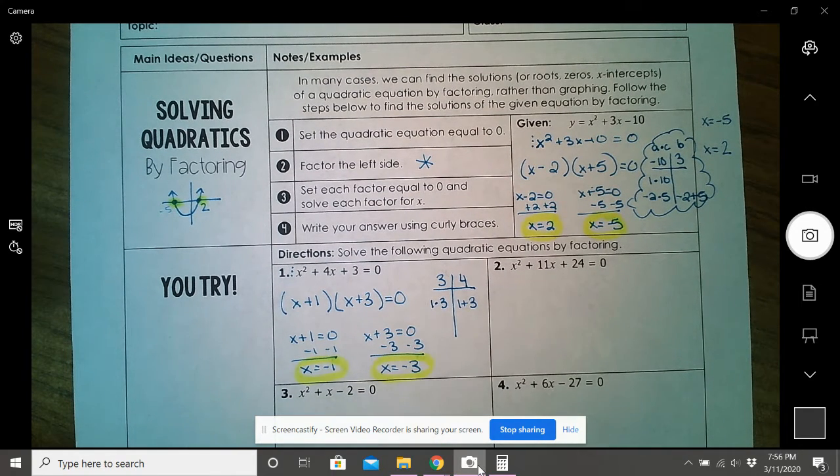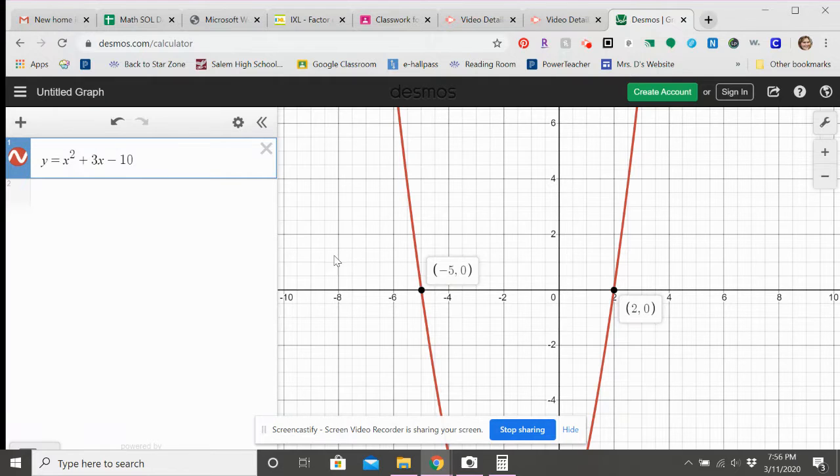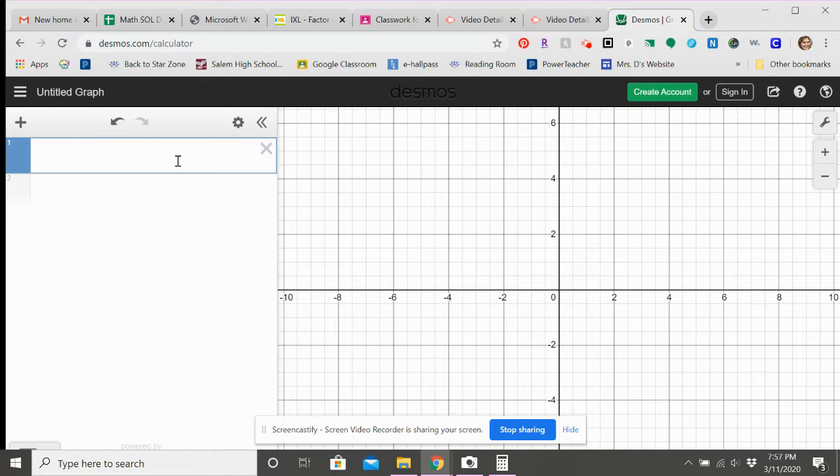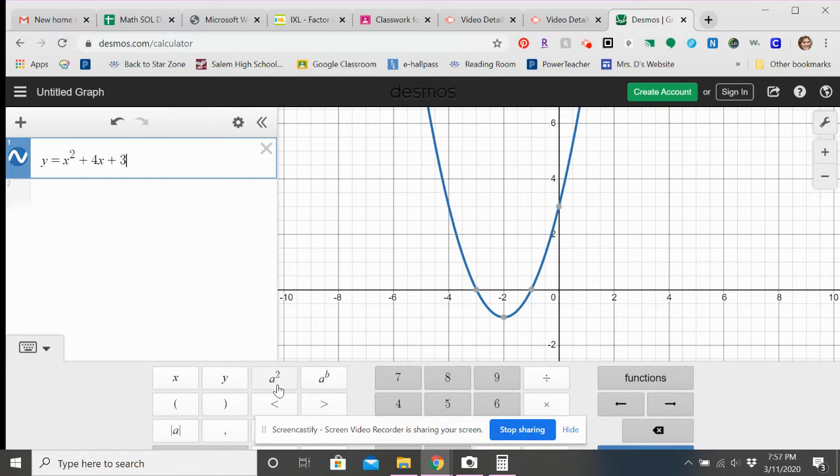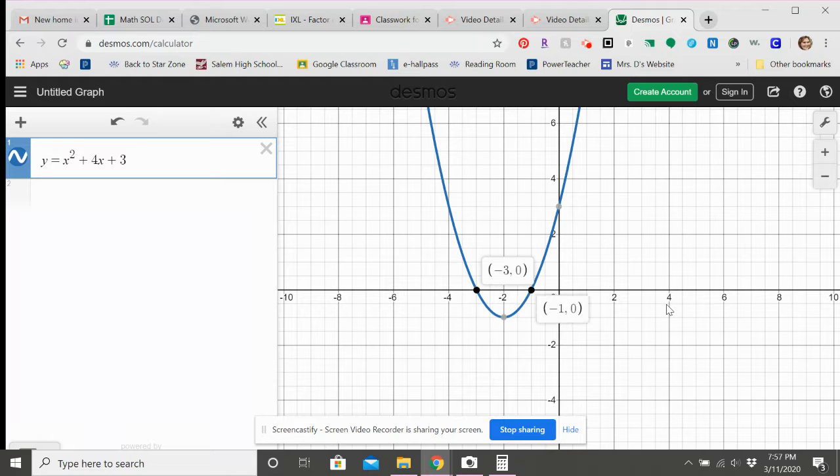A really easy way to check is to take this equation and graph it. So x squared plus 4x plus 3, I'm going to take that over to Desmos. y equals x squared plus 4x plus 3. Looking for the x-intercepts, I've got a negative 3 and a negative 1, which confirms my factors.